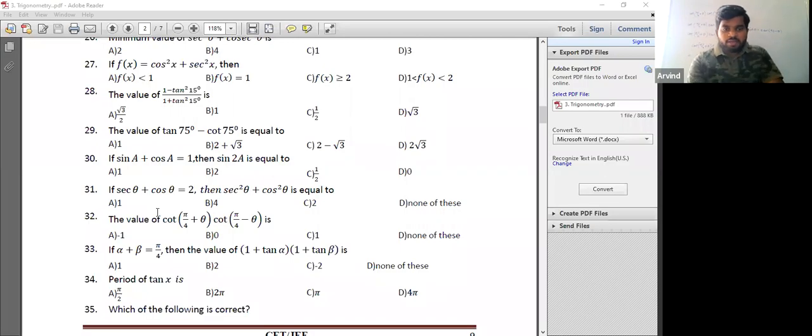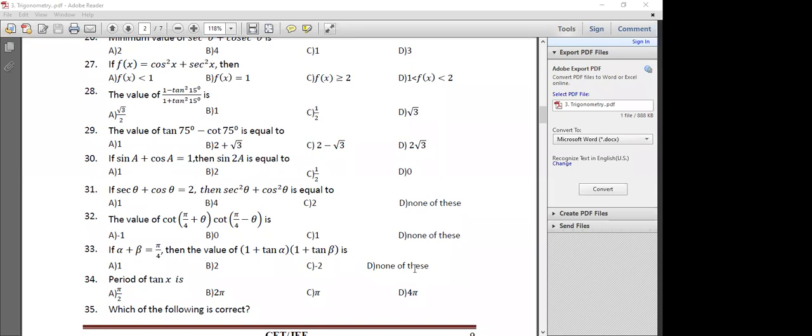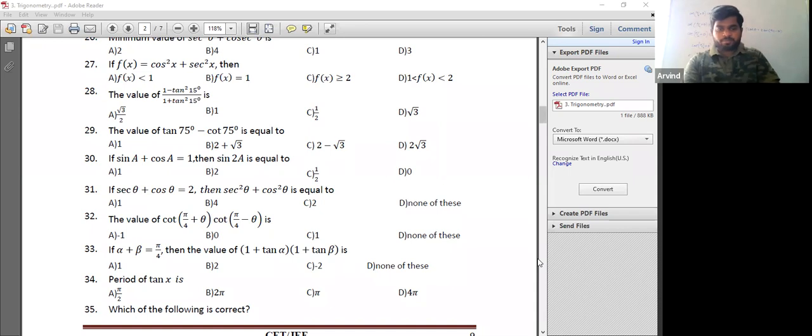Next question, Vagana, will you try this? If alpha plus beta equals pi by 4, then find the value of 1 plus tan alpha into 1 plus tan beta. Please try this. A very easy question. If alpha plus beta equals pi by 4, then the value of 1 plus tan alpha into 1 plus tan beta. It's very easy.